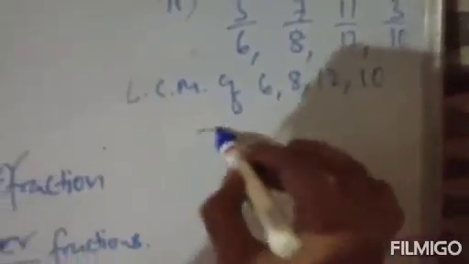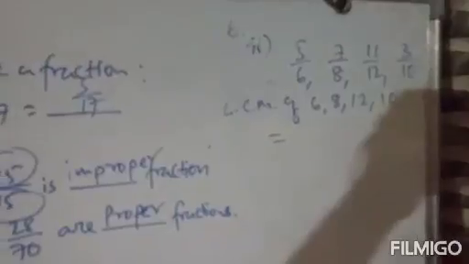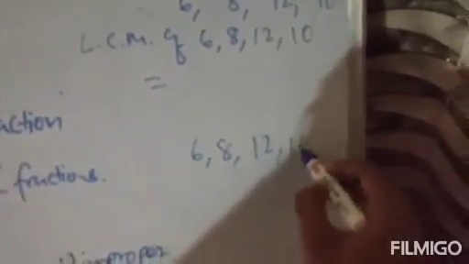Clear? So LCM of 6, 8, 12, 10 equals to... Now find out the LCM of these numbers. So do this in your rough space. This LCM should be done by you in your rough space.